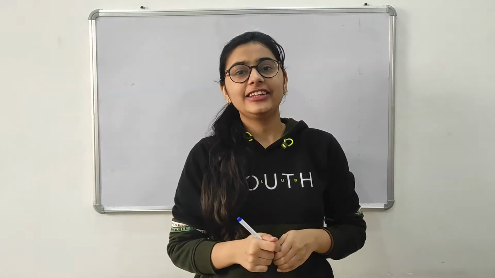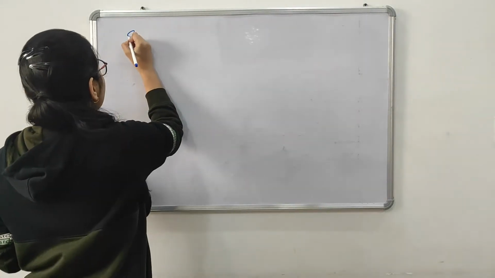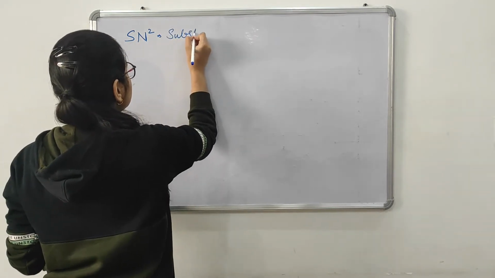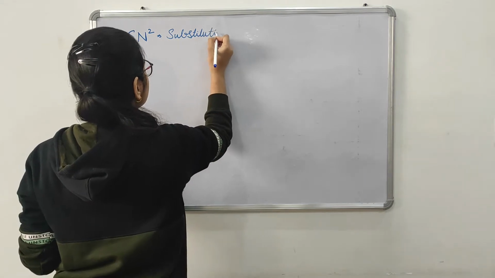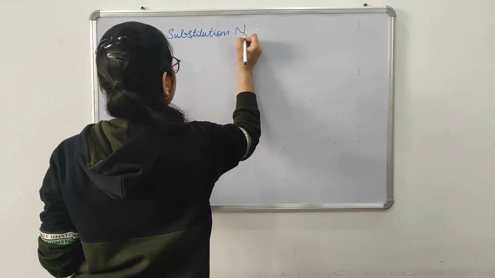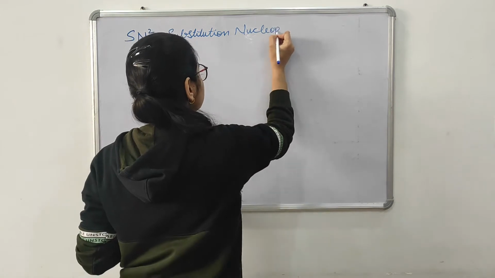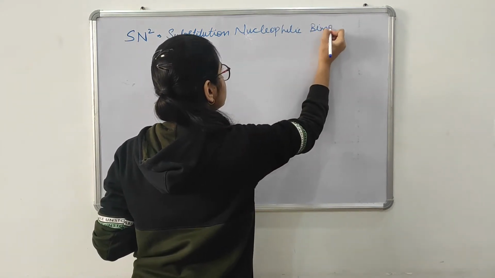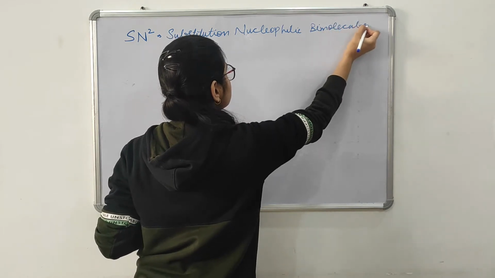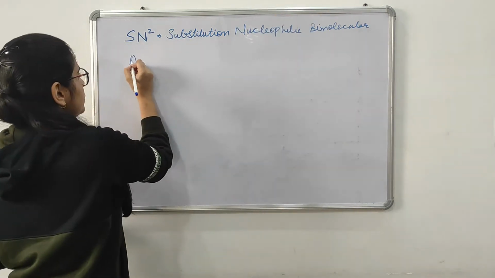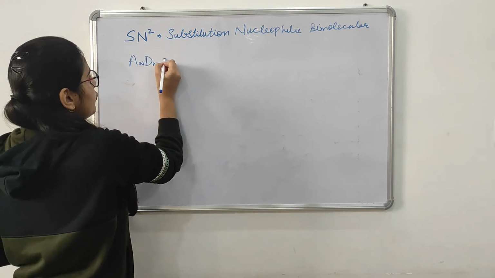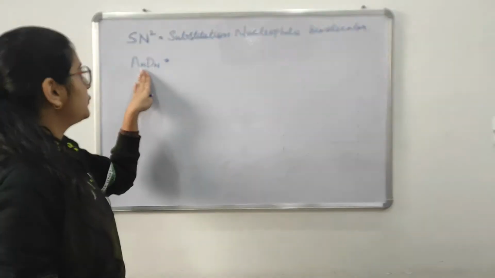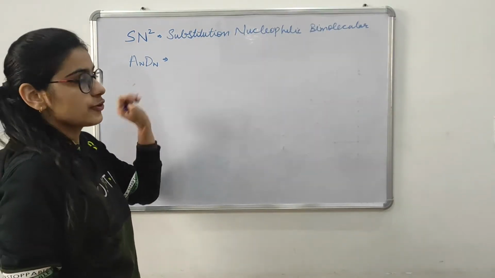So first we have the SN2 reaction. SN2 means substitution, nucleophilic and bimolecular. So it is also known as AN DN. Now what does this mean? AN DN means association of the nucleophile first and then the dissociation.